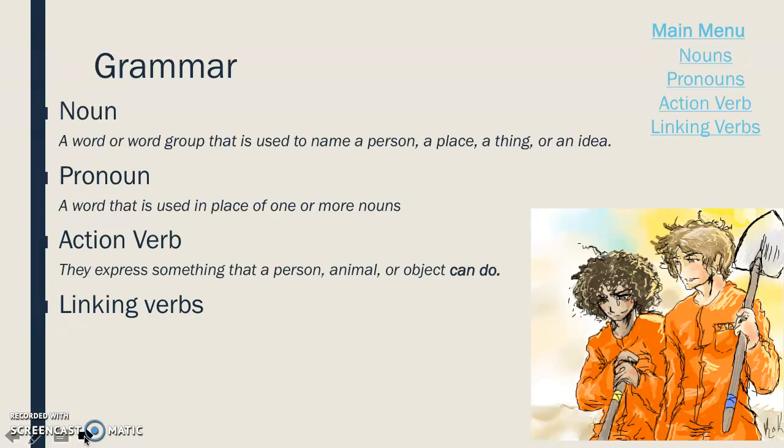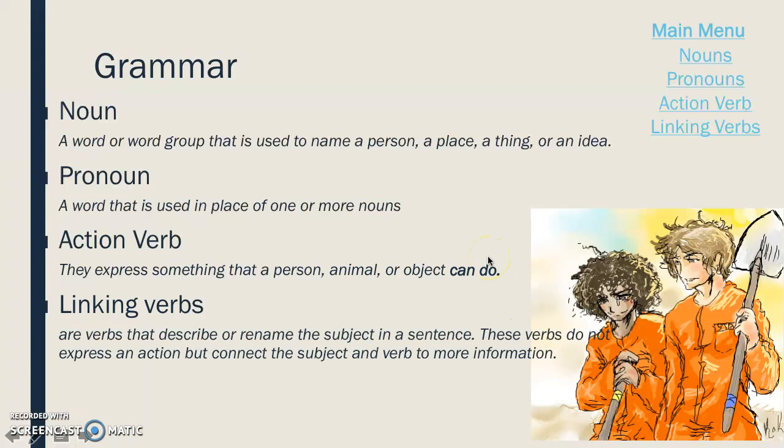An action verb expresses something that a person, animal, or object can do. Notice "can do," bold print, very important. And linking verbs are verbs that describe or rename the subject in a sentence. These verbs do not express an action, but connect the subject and the verb to more information.